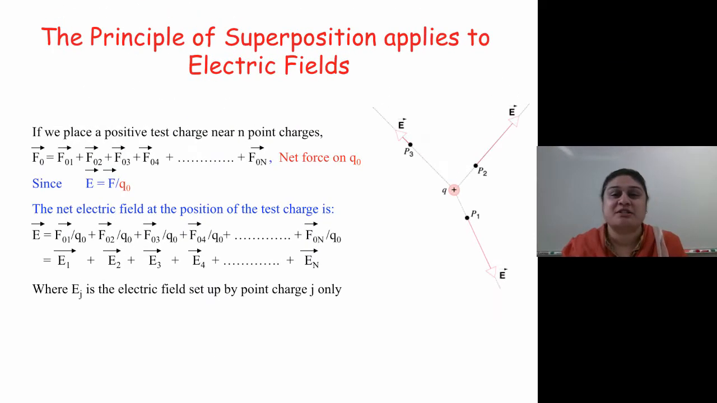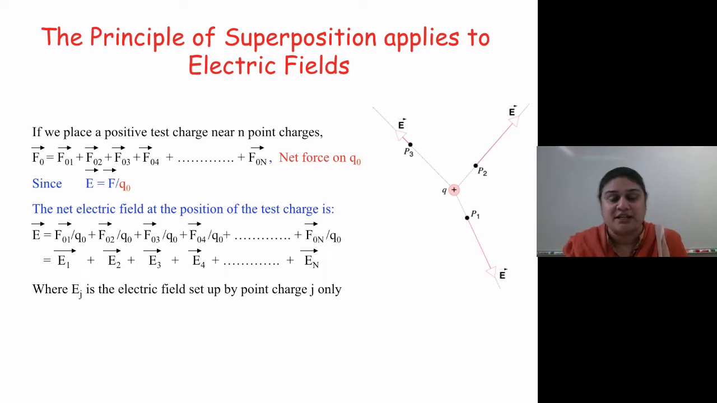The principle of superposition applies to electric fields. If we were to place a positive test charge near n point charges, they will each affect the test charge, and that net force on charge Q naught will be given by the principle of superposition. Like force, the electric field at the position of the test charge will also be the sum of all of those fields.